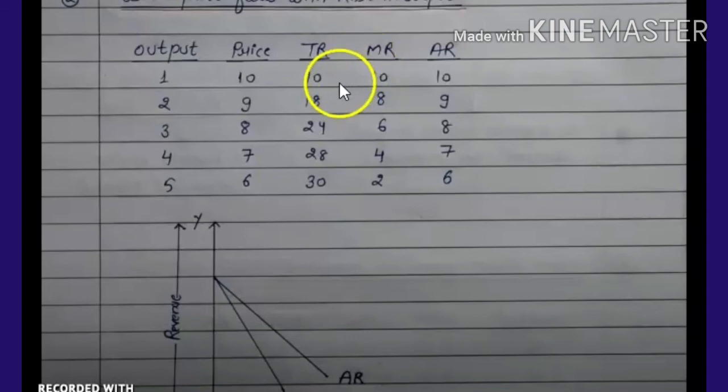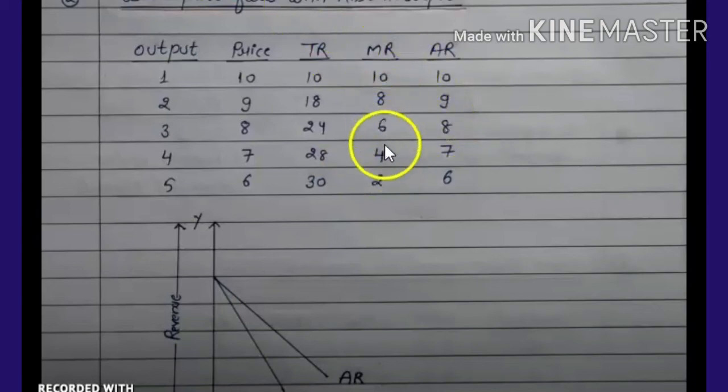The marginal return is going on diminishing. That is marginal revenue: 10, 8, 6, 4, 2. So the return as such, we will be seeing the previous one and the present one, it will be going on diminishing. Hope you understood.